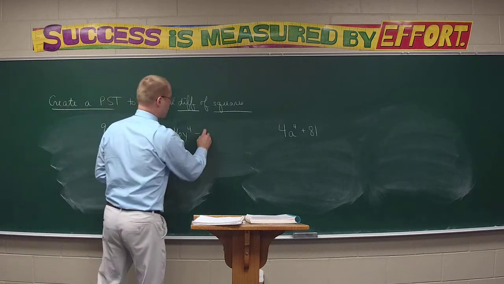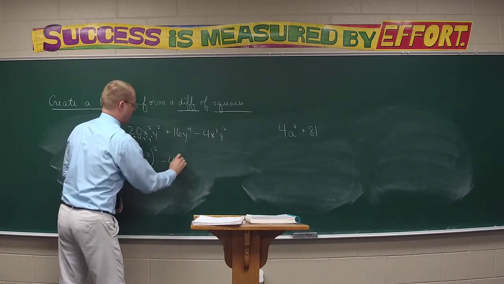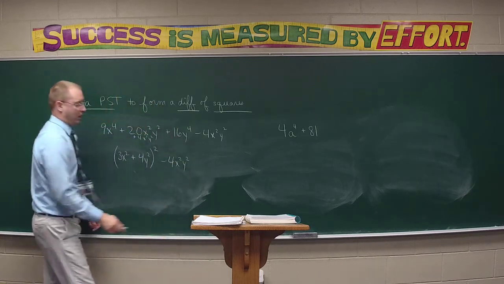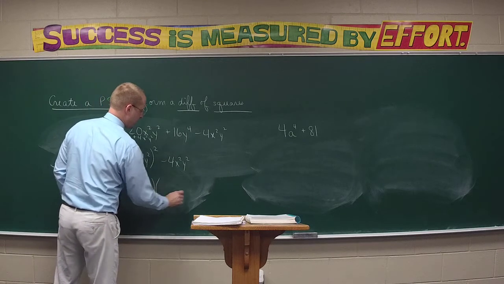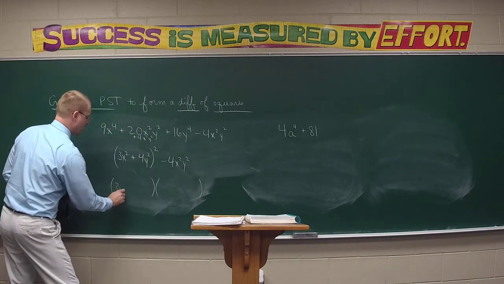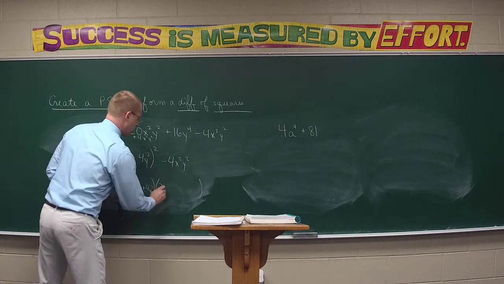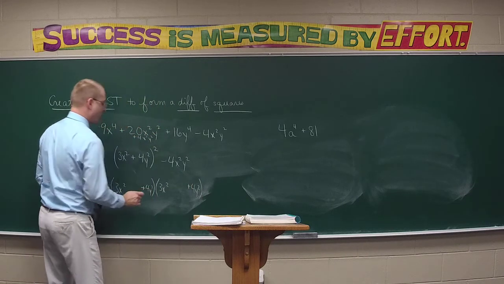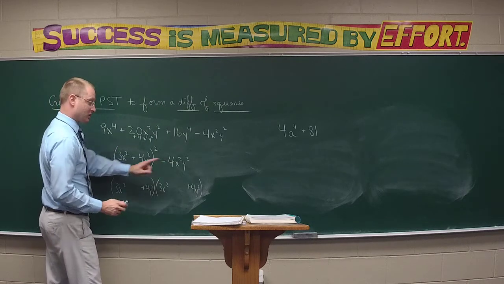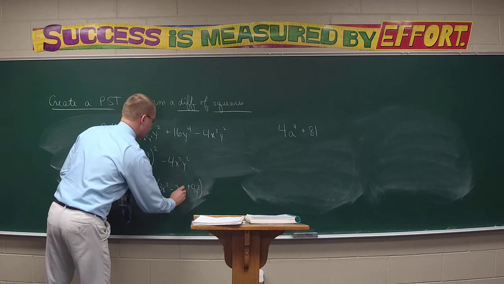Except I also have to subtract 4x squared y squared. And so I also have to write that down here as well. And then you say, well, this is a difference of squares. So I'm going to get a sum and a difference. I'm going to get a 3x squared plus 4y squared. And I'm going to get another 3x squared plus 4y squared. And then because it's a sum and difference, I'm going to have plus 2xy. And I'm going to have a minus 2xy.